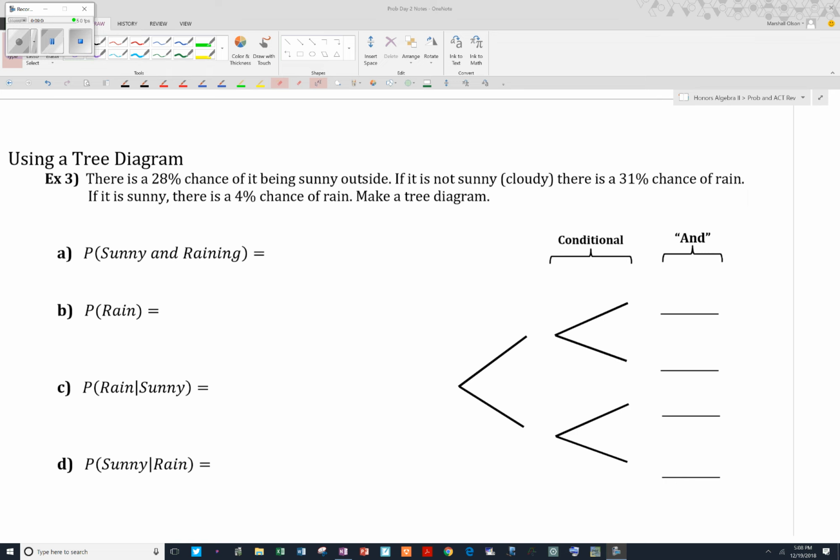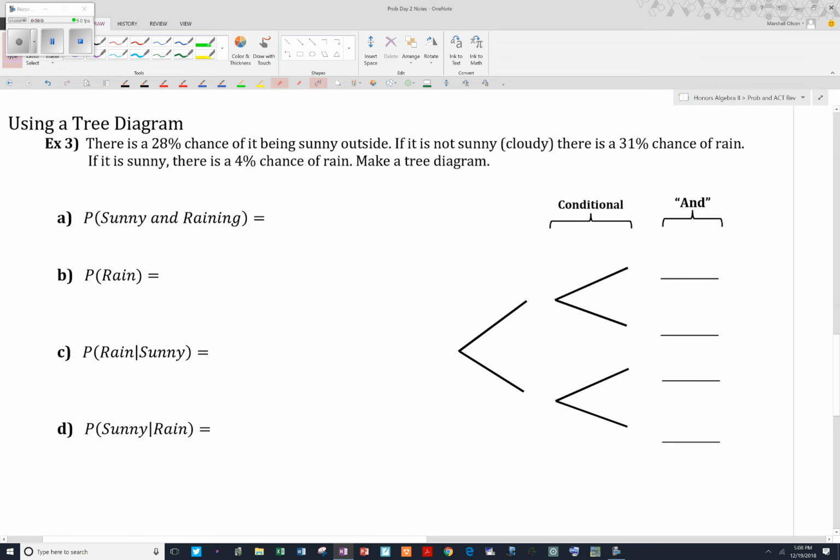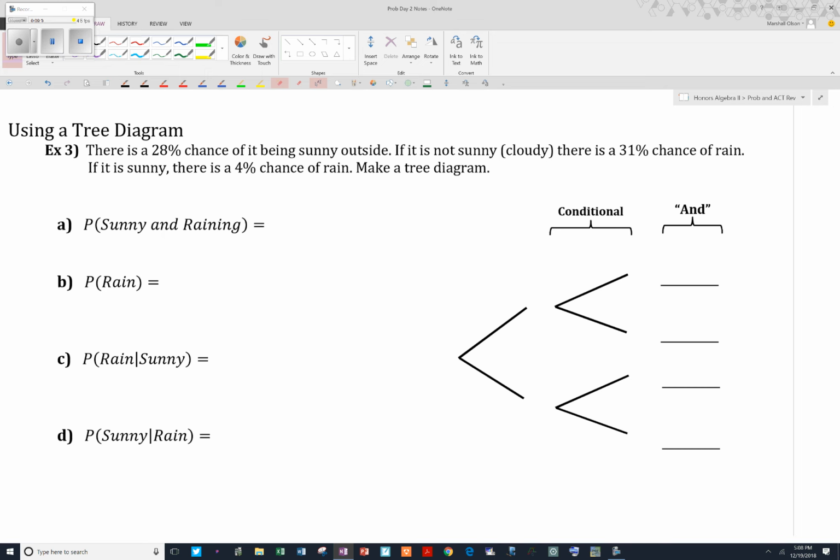All right, another useful tool in probability is using a tree diagram, and it's especially useful if you're dealing with conditional probabilities. So take a second to read through what we've got going on here. 28% chance of it being sunny outside. If it is not sunny, or in other words, if it's cloudy, there's a 31% chance of rain. And if it is sunny, there's a 4% chance of rain. We're going to make a tree diagram using these percentages, these probabilities.